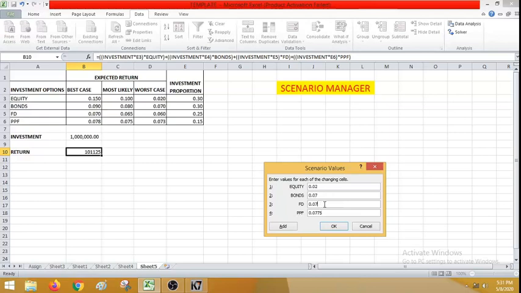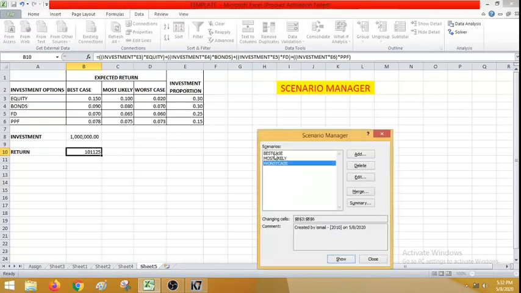So what is the FD return? FD return is 6%. And finally, it is going to be 7.3%, right? Actually I have given 7.25%, but since I have taken only 4 decimals, it is showing as 7.3. So I will take 7.25%. Okay, just click OK. You can see that there are 3 scenarios: best case, most likely, worst case.